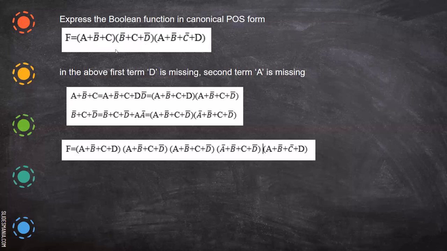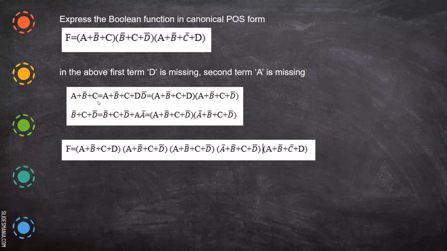Here you can see A is missing. Here B is there, but D is missing. If you see here, all the four variables are there, which means in this case D is missing and in this case A is missing. So those variables you have to introduce. Let us take the first term, A plus B bar plus C, where D is missing. In the second term, A is missing.